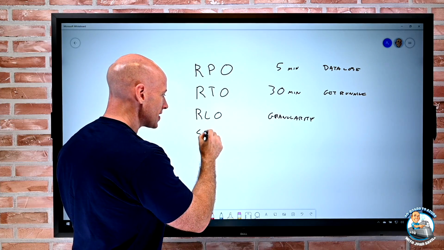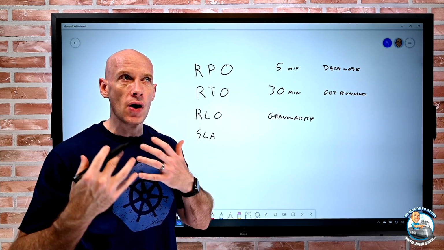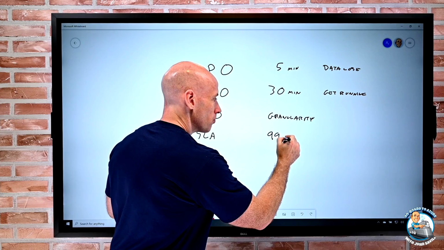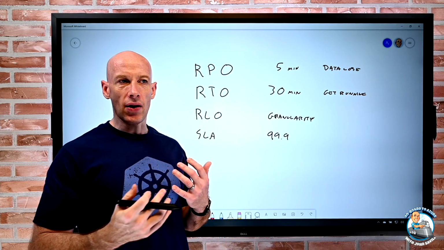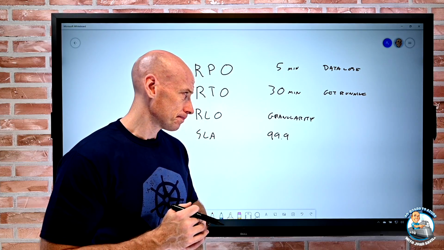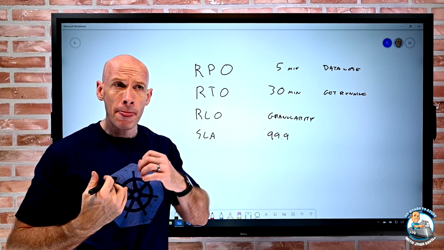And then you'll hear things like an SLA. That's, what is my overall uptime of a solution? That, for example, might be something like 3 nines, 99.9. That gives you a certain amount of downtime per year, per month, per day. So I need to understand, when I think about my workload, what my requirements are.